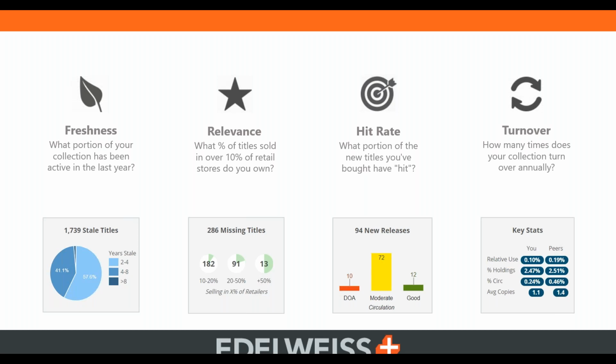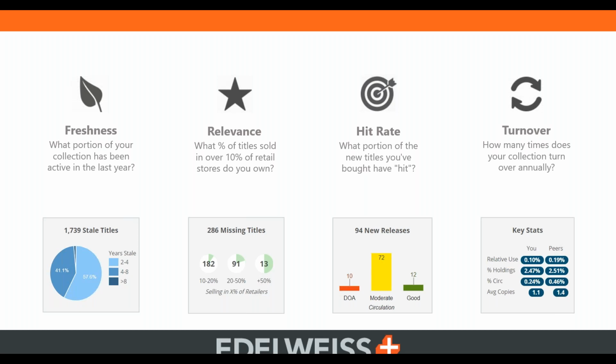stores. The graphic and clickable dimension within the report lets you say, show me the ones that are selling in over 50% of the stores, 13 in this case that I don't own, between 20 and 50%, and between 10 and 20%. So you can go pretty deep down where you're not just getting the top sellers, but you're also getting the mid-list that's moving. Hit rate is a measure of new title performance.